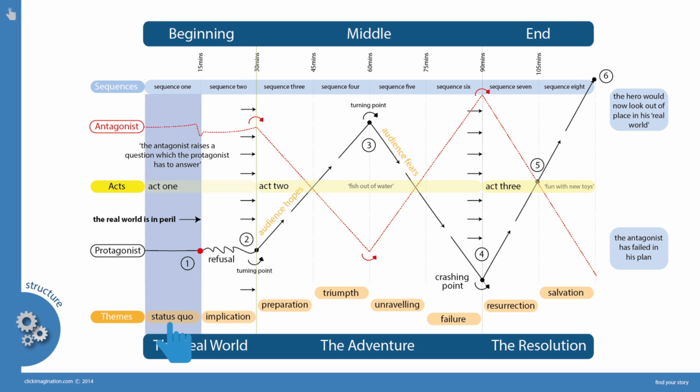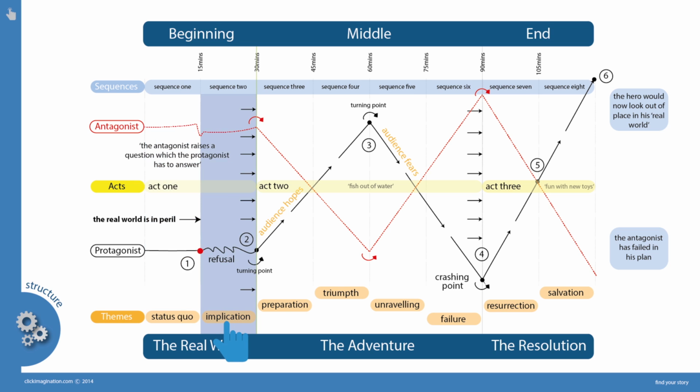The inciting incident is the moment that this plan, or threat of it, is revealed to the hero. It's often accompanied by a direct question. Will you save the world, etc. Sequence 2 is the implication to that question. This is where the hero refuses the question based on their flaw.